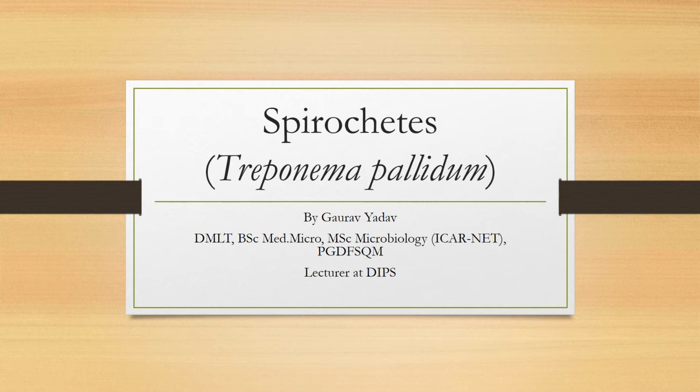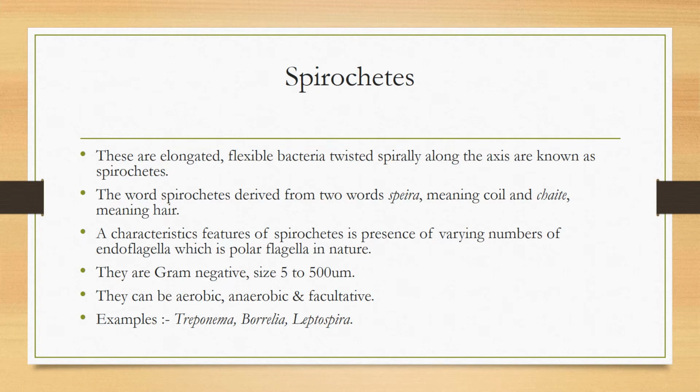Today we are going to learn a new topic, which is Spirochetes. In Spirochetes, today we are going to discuss Treponema, which is a causative agent of syphilis. So let's start our lecture. Before we start talking about Treponema, I would like to tell you what spirochetes are.